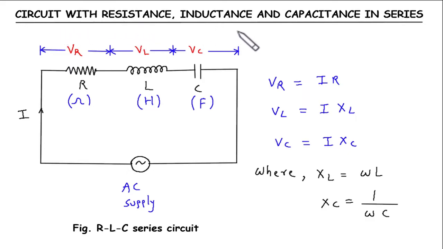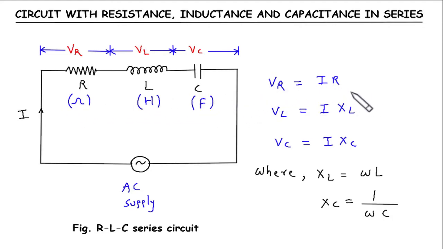Circuit with resistance, inductance and capacitance in series. Here we can see this is an RLC series circuit. This is a resistor, this is an inductor and this is a capacitor. VR is the voltage drop across this resistor. VL is the voltage drop across this inductor. And VC is the voltage drop across this capacitor. The unit of resistance is ohm, the unit of inductance is Henry and the unit of capacitance is farad. The current flowing through this circuit is I.